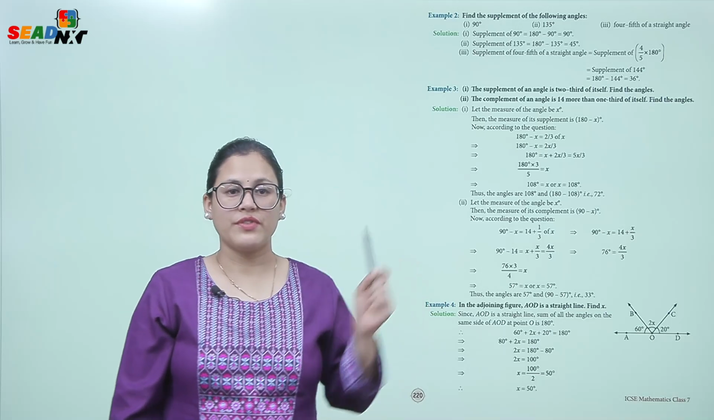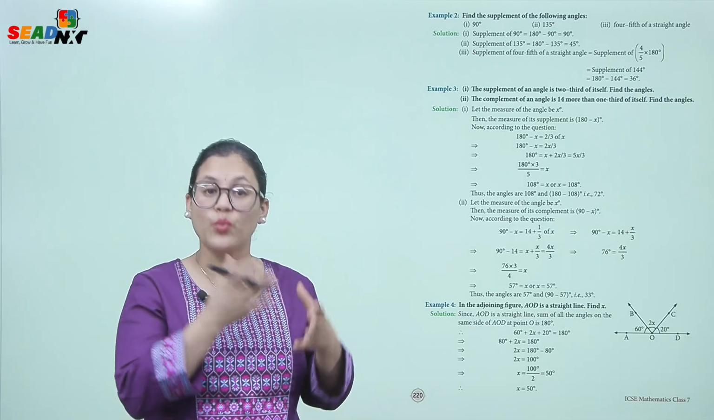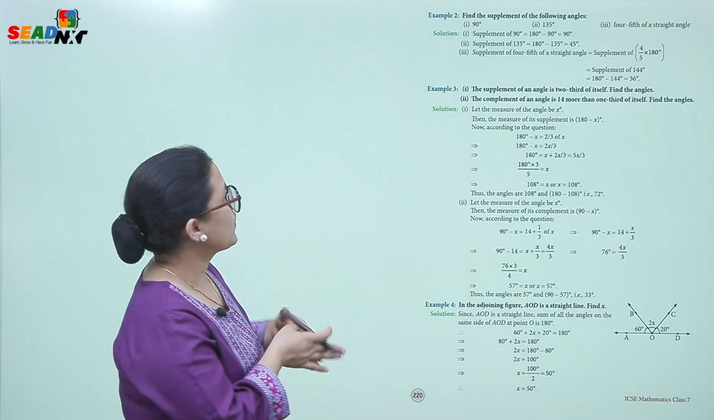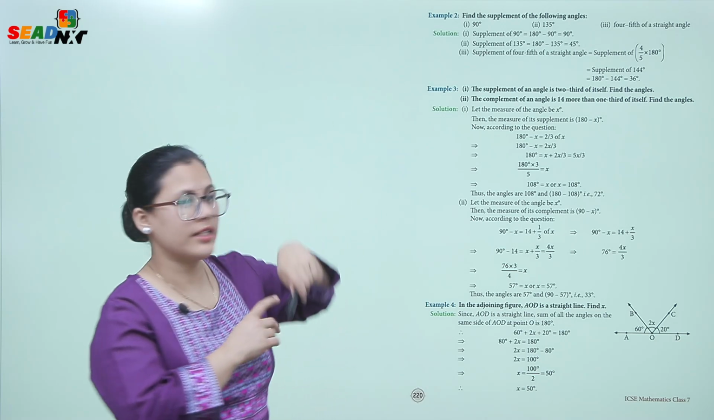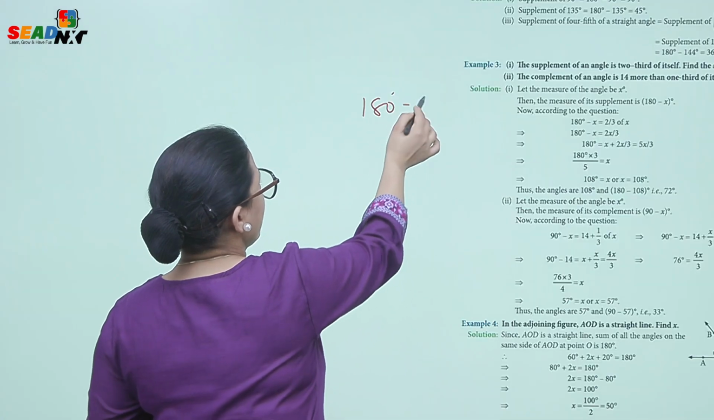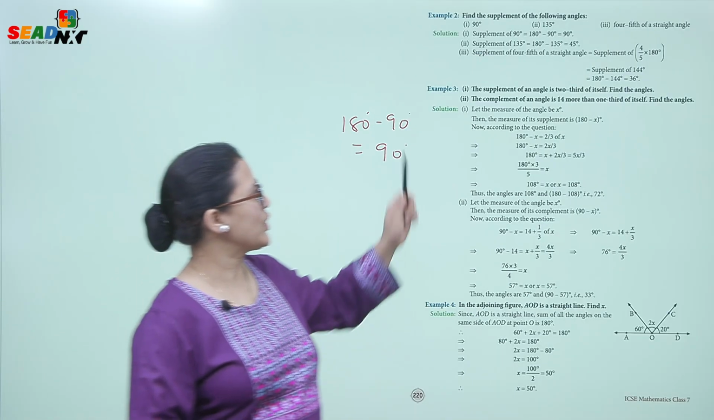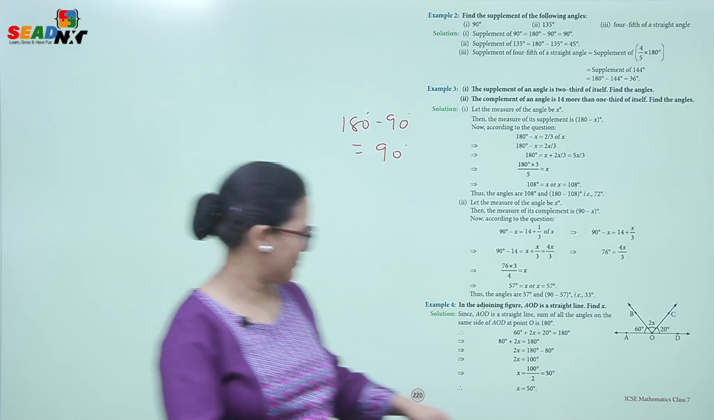Example 2, you have to find the supplement. So in this case, you will subtract from 180. One angle is given over here, 90 degree. You have to find another one, that is the supplement. So 180 degree minus 90 degree is equals to 90 degree. Similarly, you will do other parts also.